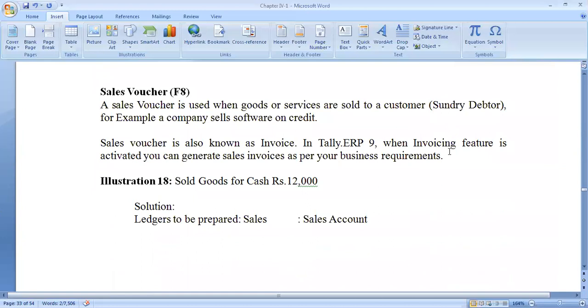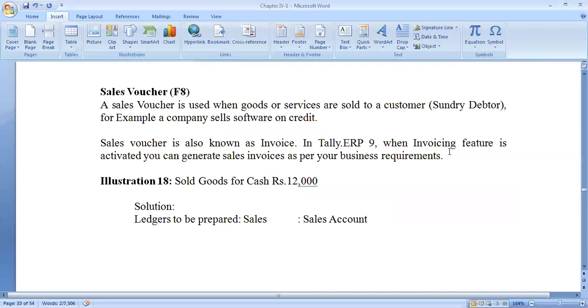So which are the vouchers that we have discussed already? Contra voucher is purely with the F4 configuration. Payment voucher is F5. Journal voucher is F7. Receipt voucher is F6. Now we'll move on with the sales voucher, that is F8 configuration.